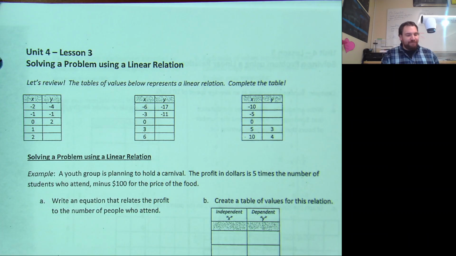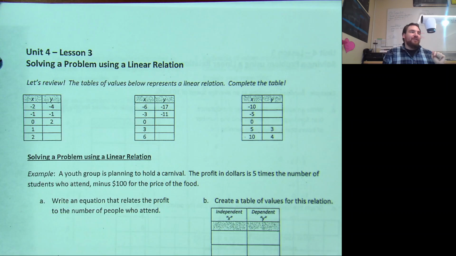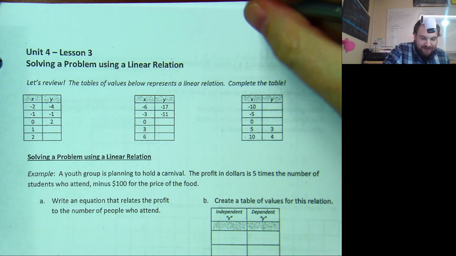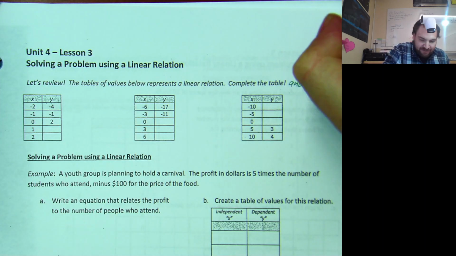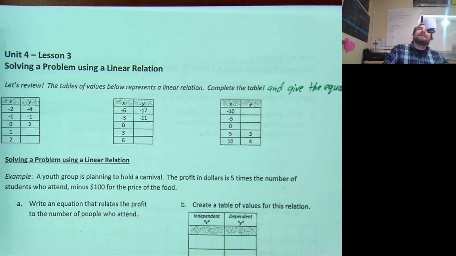Here's what I want you to do. I'm going to give you a couple minutes now. I'm going to walk around, make sure we're all doing this. I want you to try doing it alone, no discussing with anybody else. I want you to fill in the chart, and I want you to give me the equation for the relation in the table. Do it on your own. I will come around and give you a hand if you need it. So complete the table and give the equation. And let's see how we do.